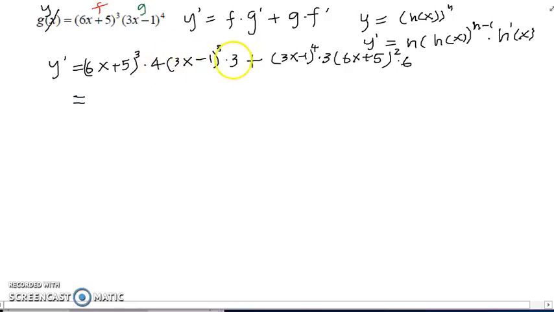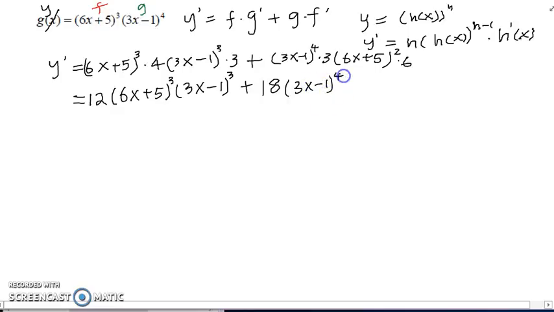I have 3 and 4 being the coefficients, so I multiply to get 12. The first group is (6x + 5) cubed. The second group is (3x - 1) cubed also. The second group of terms has coefficient 18, because 3 times 6 is 18. And then I have two products, (3x - 1) to the fourth and (6x + 5) squared.